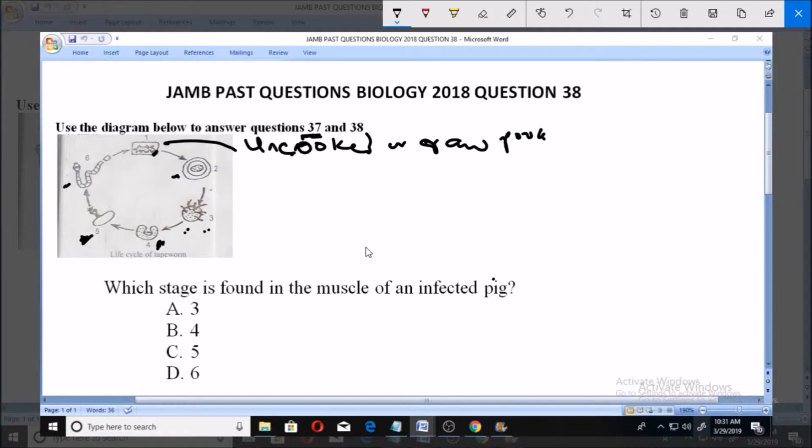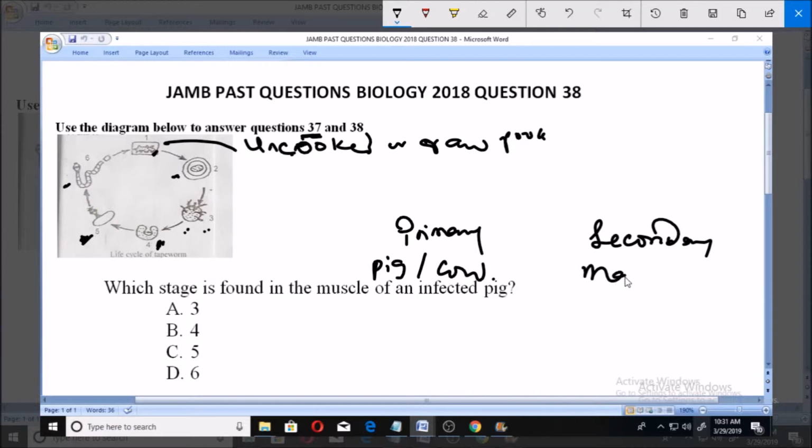So when is it that the pigs start getting the infection from this tapeworm in the life cycle? Now it's very important that we know that two hosts are involved. We talk about the primary host and the secondary host. Whenever you talk about the life cycle of a tapeworm, we talk about the primary host and the secondary host. The primary host, you can talk about pig and cow, whereas the secondary host, you talk about man.